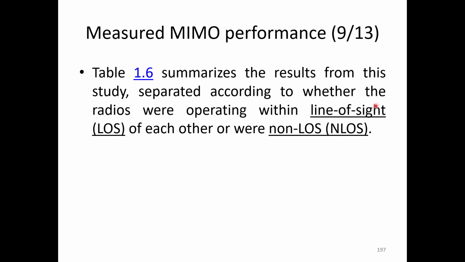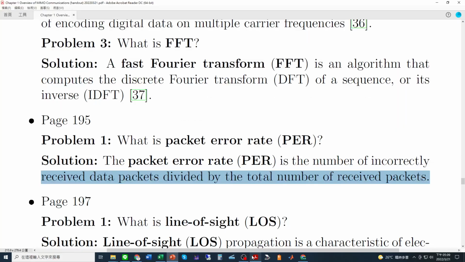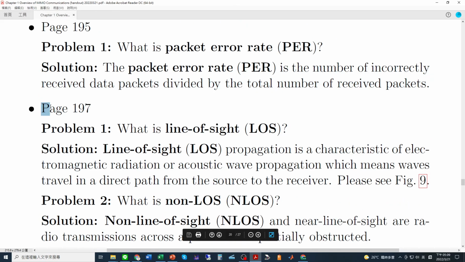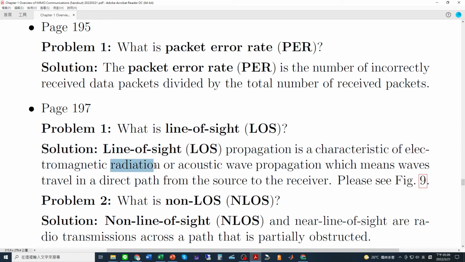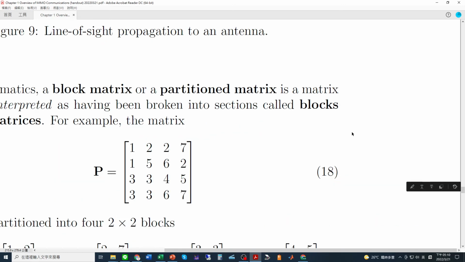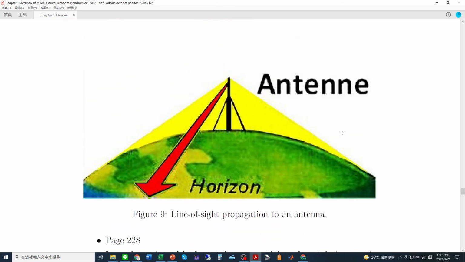Okay, what are line of sight and non-line of sight? Please see the handout. Page 197, problem 1. What is line of sight? Okay. Solution. Line of sight LOS propagation is a characteristic of electromagnetic radiation or acoustic wave propagation, which means waves travel in a direct path from the source to the receiver. Please see figure 9. Okay, figure 9 shows the line of sight propagation to an antenna. Okay, here is an antenna.